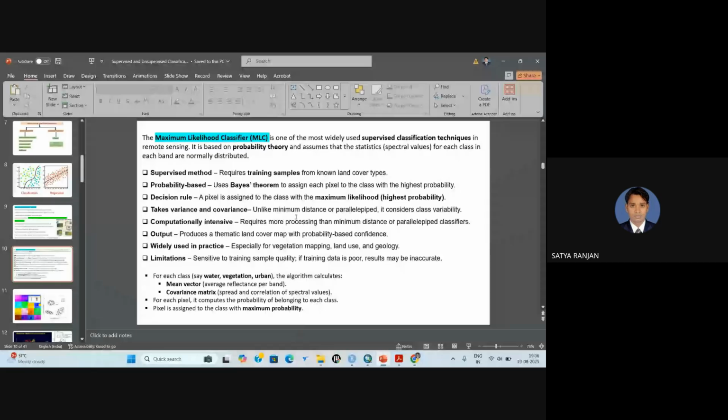It requires more processing than minimum distance and parallelepiped classification, and it is sensitive to training sample quality. If the training data is poor, then its result may be inaccurate. So it is based on the training data; accuracy depends on the training data. Most classification of water bodies and different land use land cover is done based on the maximum likelihood classification. This is the maximum likelihood classification technique.